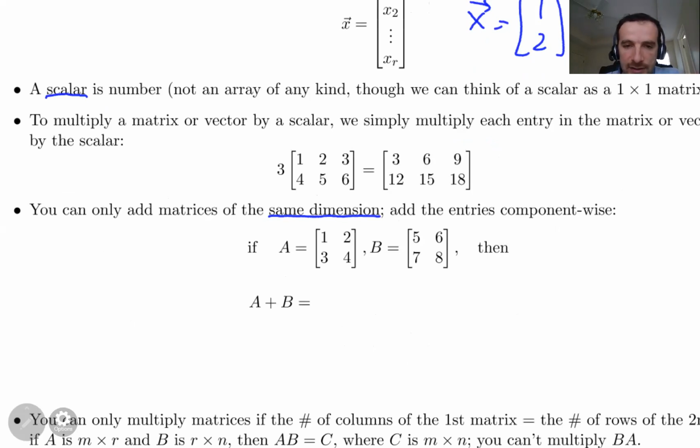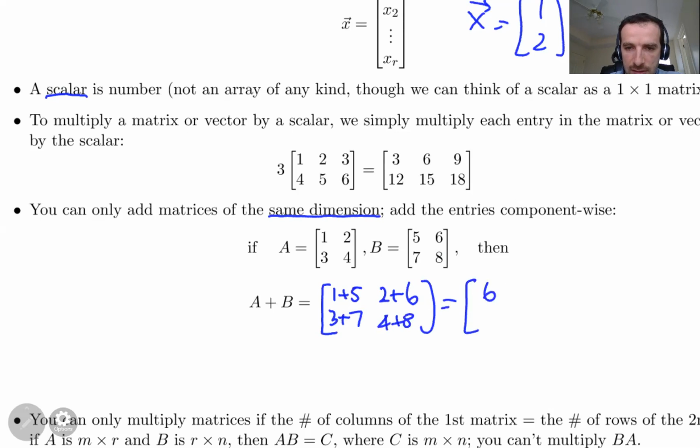And addition is just component-wise, okay? For example, this is A, a 2 by 2 matrix, and this is B, also a 2 by 2 matrix. So A plus B will be 1 plus 5, this is the first entry. 2 plus 6, second entry. 3 plus 7 is the next entry. 4 plus 8 is the last entry. So A plus B is equal to 6, 2 plus 6 is 8, 10, 12, okay? So just add component-wise. 1 plus 5, 2 plus 6, all right?